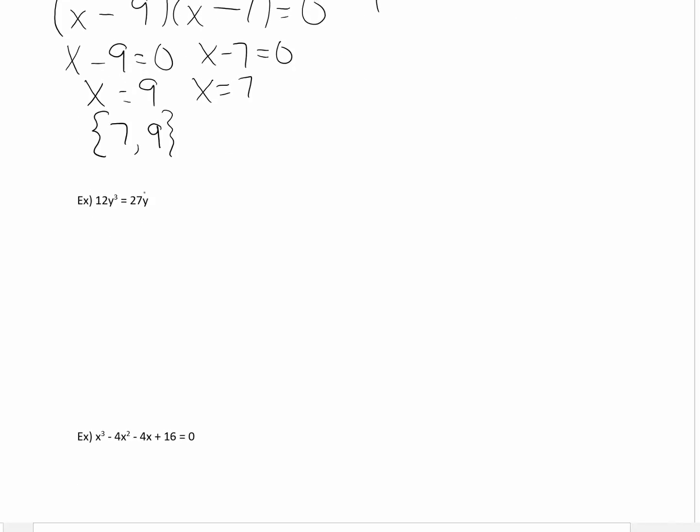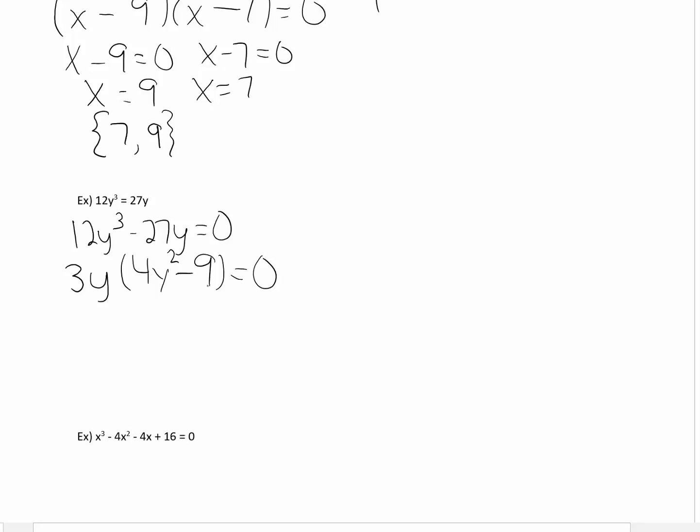So again, first thing I want to do is set this equation equal to 0. So I'm going to subtract the 27. So the first thing I want to check here is, is there a greatest common factor I can take out of all the terms other than 1? In this case, I can factor out or divide out a 3y. When I do that, that leaves me with 4y squared minus 9.